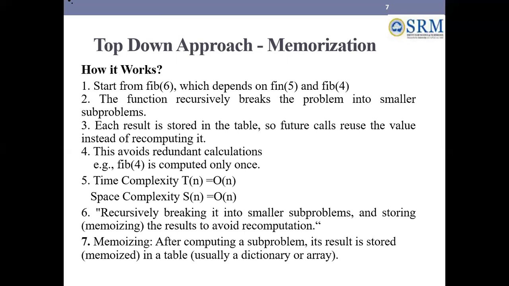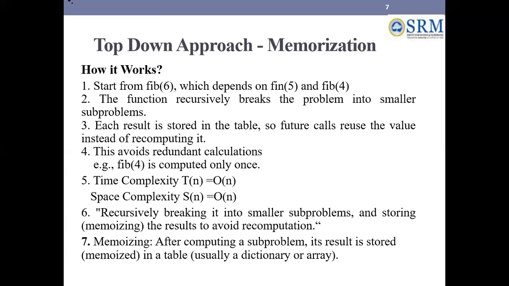And how it works. For example, start with Fibonacci of 6. It depends on Fibonacci of 5 and 4. The function recursively breaks the problem into smaller subproblems. Each result is stored in a table. The future calls reuse the value instead of recomputing. Reusing instead of recomputing, that is the main advantage of the top-down approach in dynamic programming.